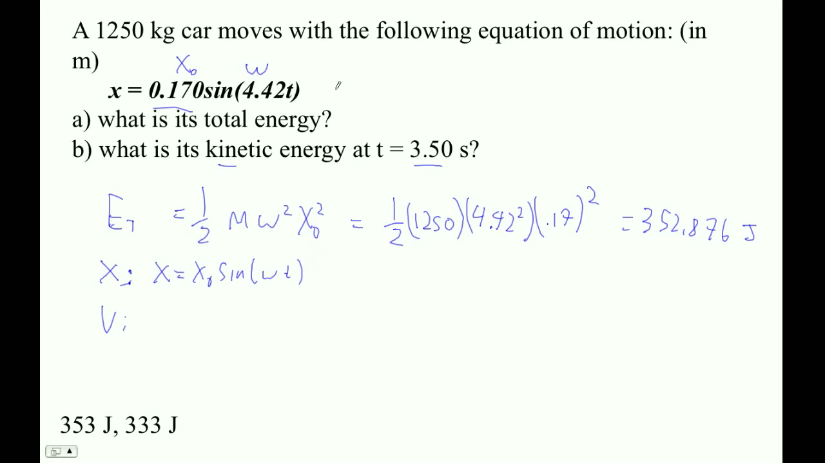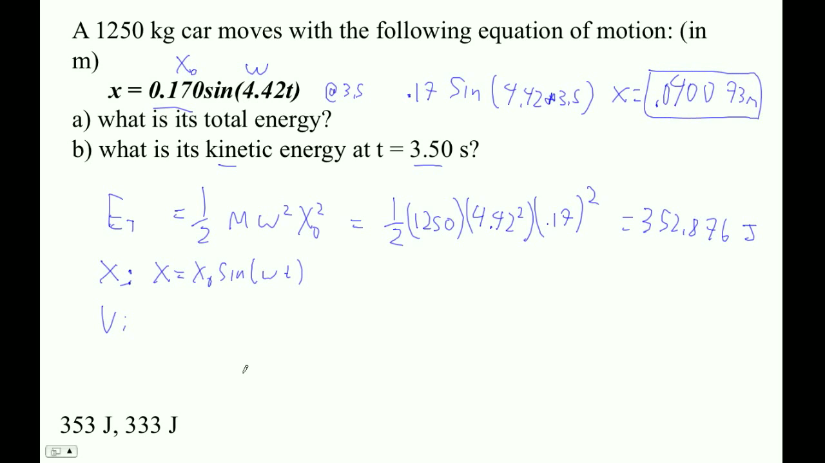Let's find x. So I'm just going to plug in there 3.5 seconds. It's going to be 0.17 sine of 4.42 times 3.5. Right. So I'm going to type that into the calculator. 0.17 times sine 4.42 times 3.5, and that x is 0.040073.